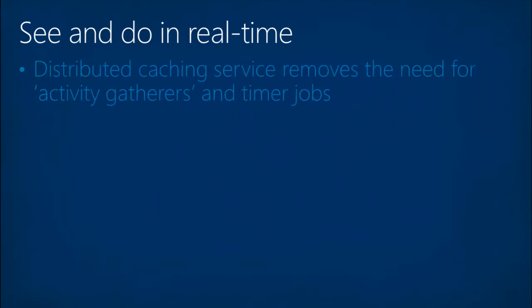The AppFabric caching service is a service that's part of Windows Server. We make use of that to cache feed data so that you can get a live representation of everything that's going on in your company when you take a look at your feed, the feed of everyone you follow, or the organization feed. This service removes the need for activity gatherers and timer jobs that used to do the role of gathering up events that were happening across SharePoint and delivering them to your newsfeed. In this release, when you make that request for a newsfeed, we gather that data on demand and deliver it to you in milliseconds.